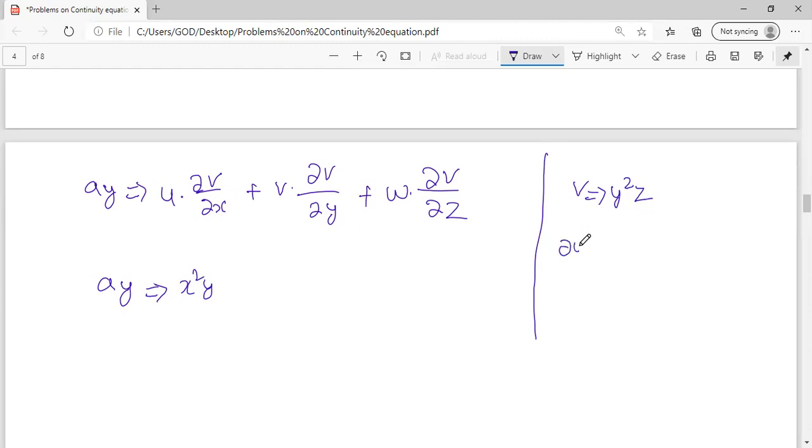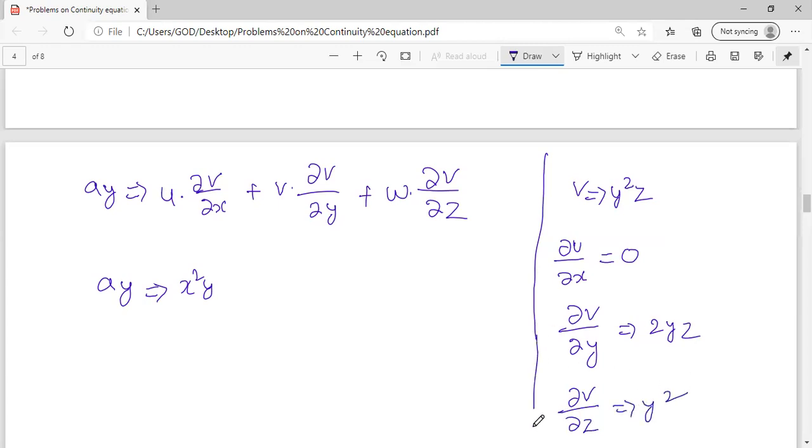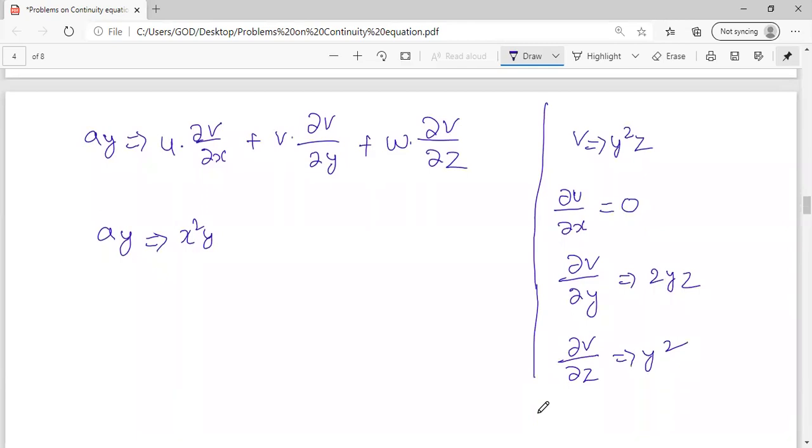So I need ∂v/∂x, then there is no x component, so it is 0. ∂v/∂y, if you observe, it is 2yz, and ∂v/∂z comes out to be y². So if you substitute all variables in the equation, then it is 0, no need to write actually.